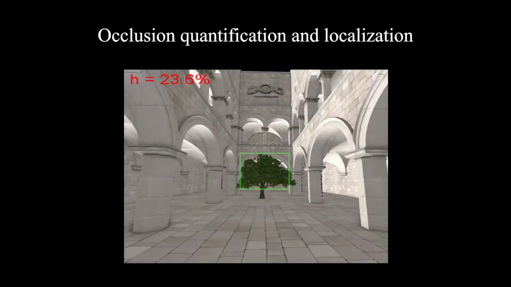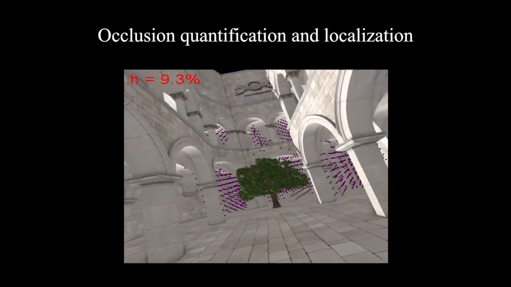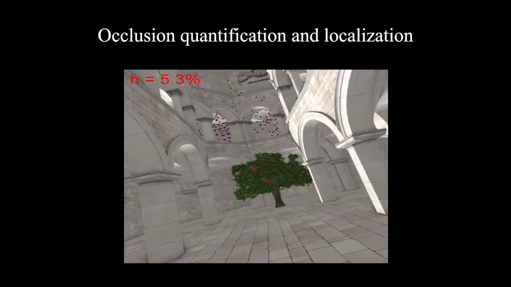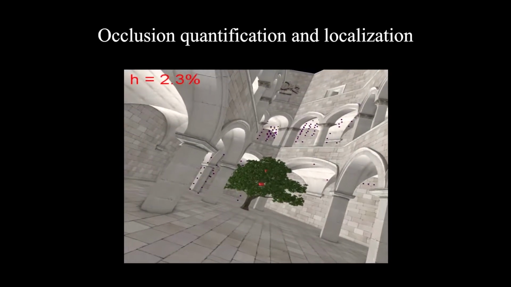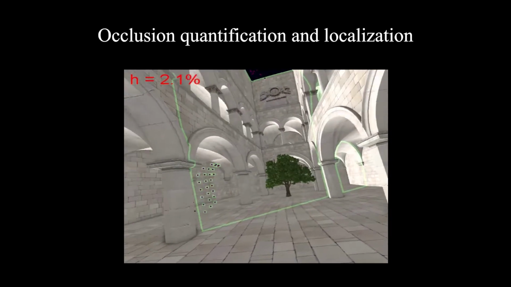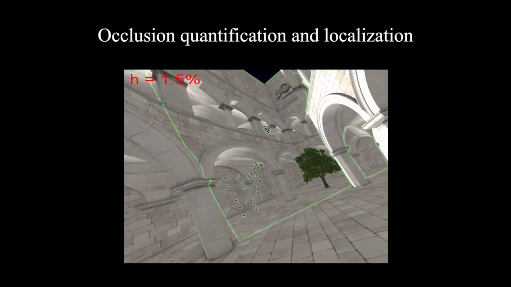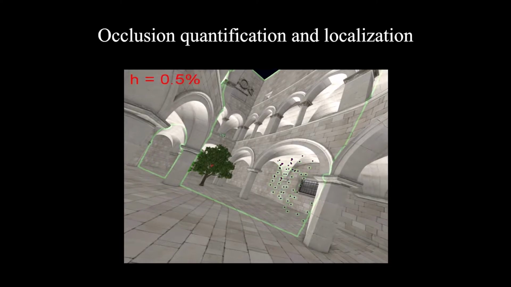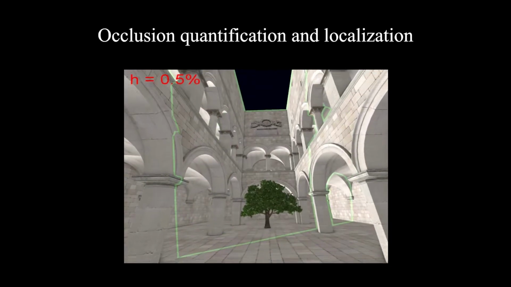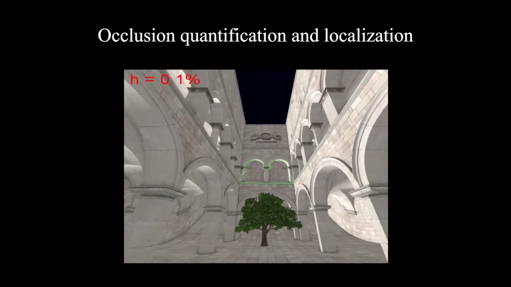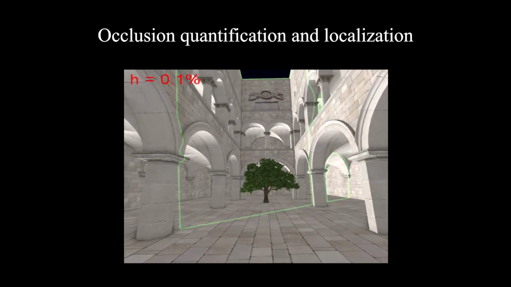Our method also quantifies and localizes the volume of the scene that is yet to be disoccluded from the current reference viewpoint. The percentage of residual occlusion H decreases as the user disoccludes new parts of the scene, which are visualized with purple dots. This helps the user ascertain that a region of the virtual environment has been fully explored before moving on to the next region.